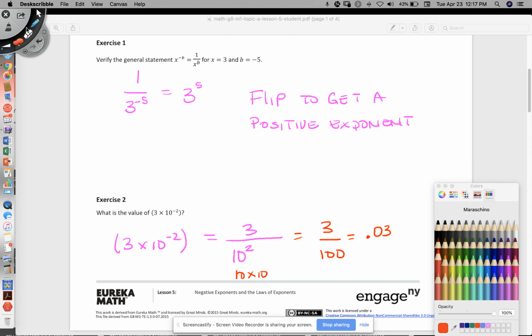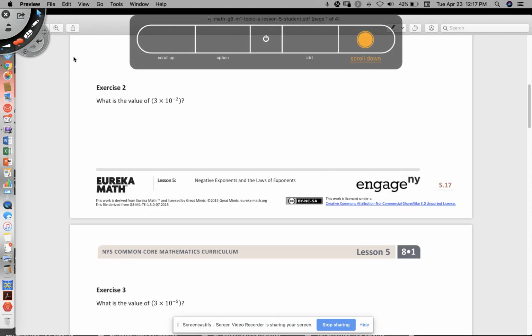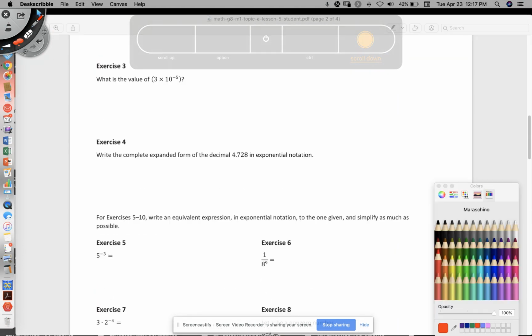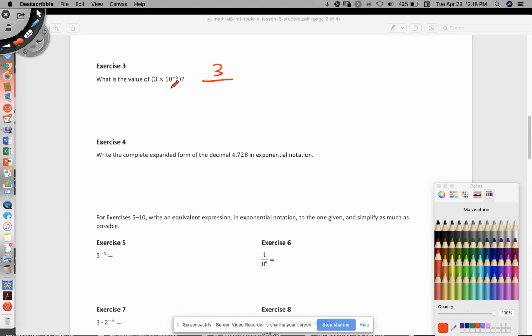All right, let's look at exercise 3. Exercise 3 says, what is the value of 3 times 10 to the negative 5th power? Just like what we just did, the 3 is positive, so that's going to stay on top. The 10 is attached to that negative exponent, so it needs to drop down here, but when I drop it down into the denominator, my exponent now became positive. So this expanded out would be 3 over 100,000. And in decimal form is that.